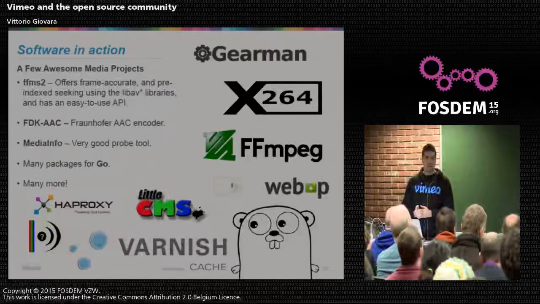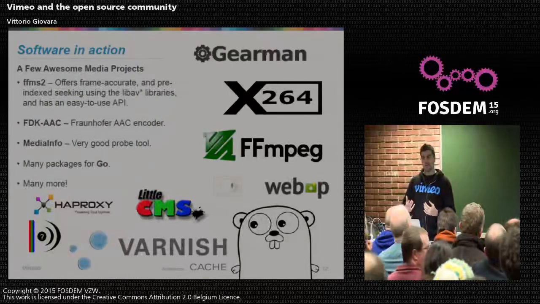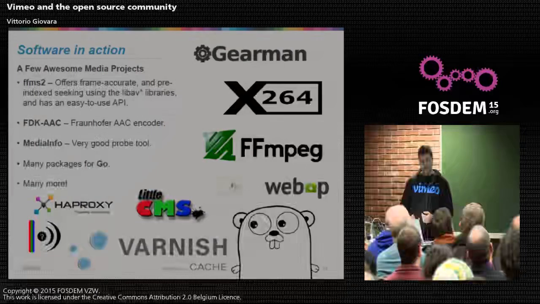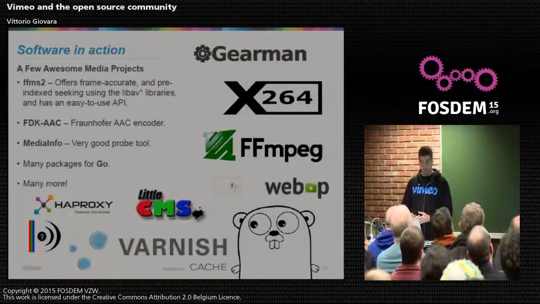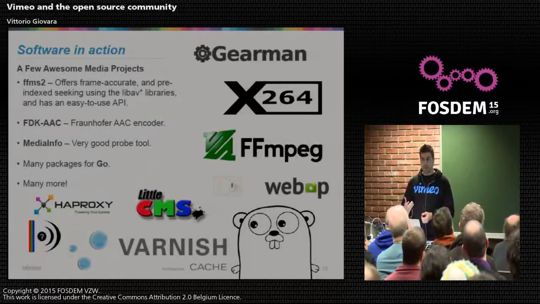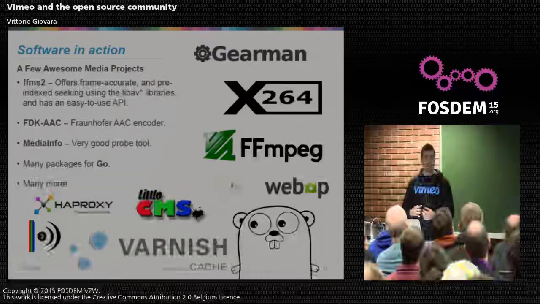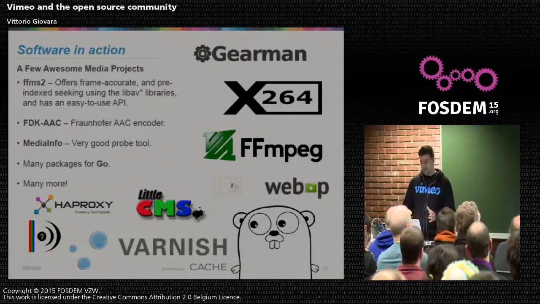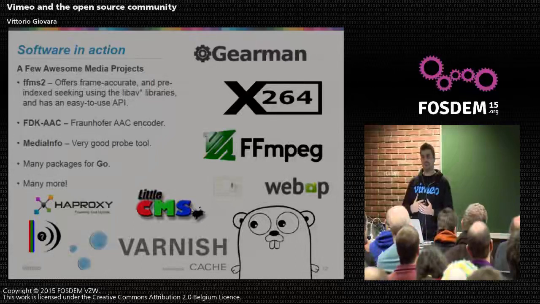Worth noting also FFMS2, which has simpler APIs than libavcodec and is really simple to use. FDK AAC is how we encode the audio. MediaInfo, as I mentioned, is for analyzing the video, and it is really important to have a separate tool for that. And of course, many packages for Go. Most of our tools are written in Go, and there is an ongoing process to ditch any Python and JavaScript-based encoding tool.